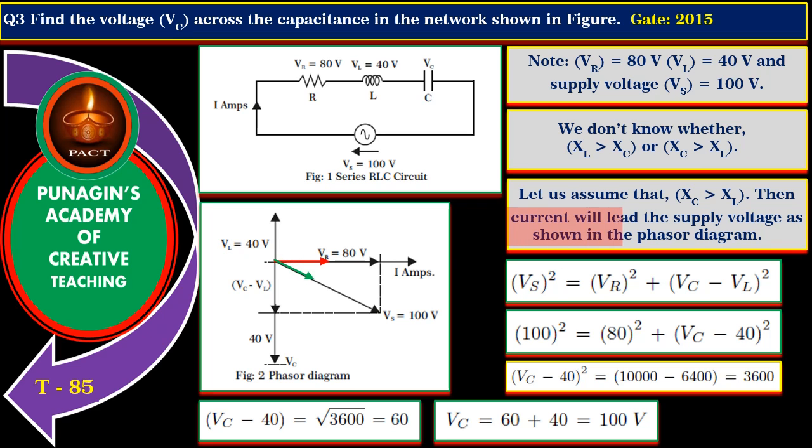Then, current will lead the supply voltage as shown in the phasor diagram. From the phasor diagram, we get Vs squared is equal to VR square plus VC minus VL whole square. By substituting the values and solving, we get VC is equal to 100 volts. If you assume XL greater than XC and solve, you get VC is equal to minus 20 volts, which is not correct since VC cannot be negative.